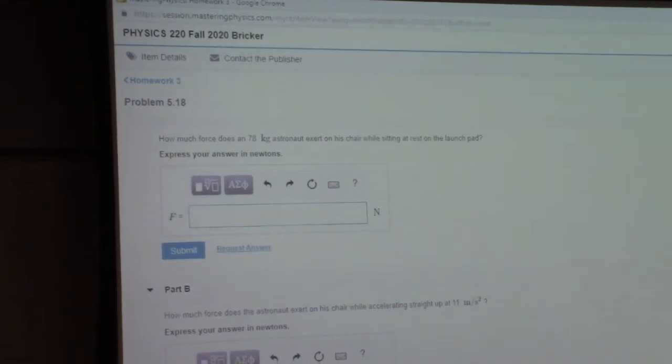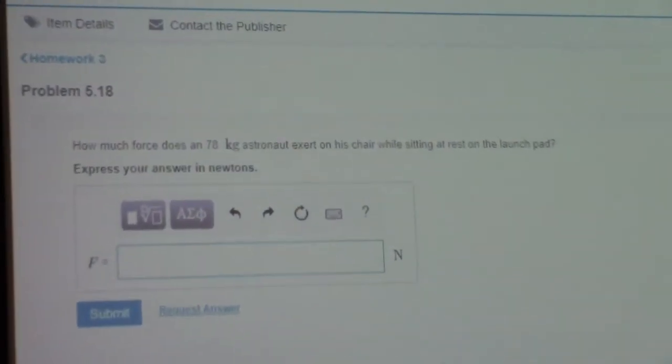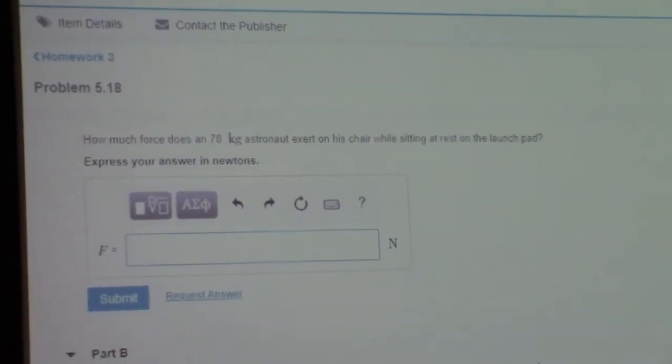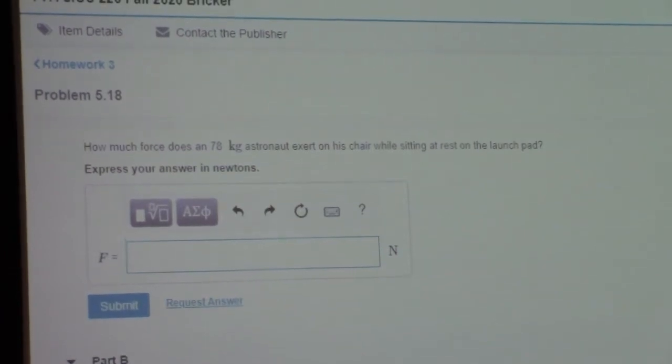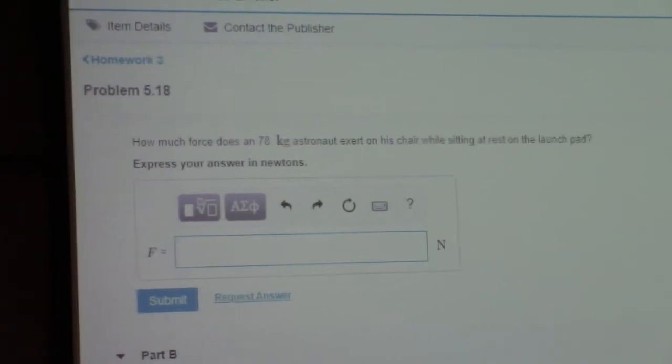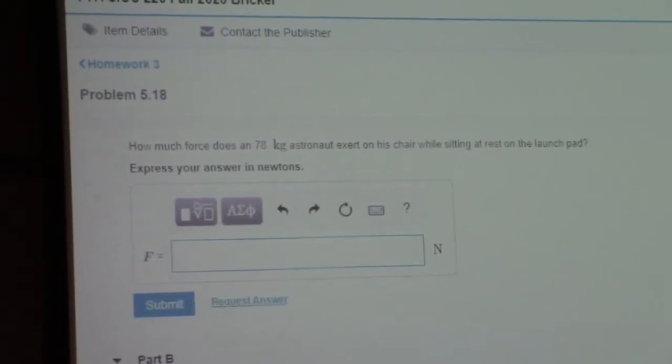How much force does a 78 kilogram astronaut exert on his chair while sitting at rest on a launch pad? Okay, so sitting at rest, there's a normal force, and then there's the weight. So this is the free body diagram of the astronaut.